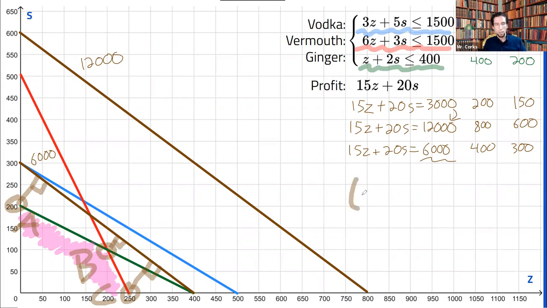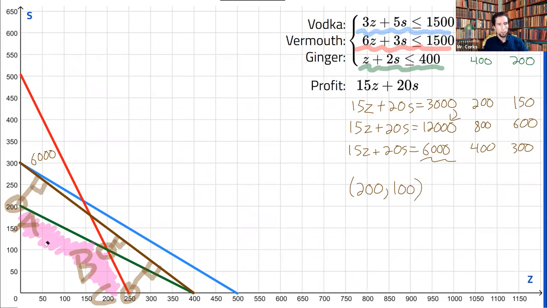Very conveniently, off of our graph, we can just line up on the grid and see exactly where B is. So B looks like 200 and 100. All right, let's get rid of this extra bigger line here. So that's the corner that we want, and we think we have the exact location.